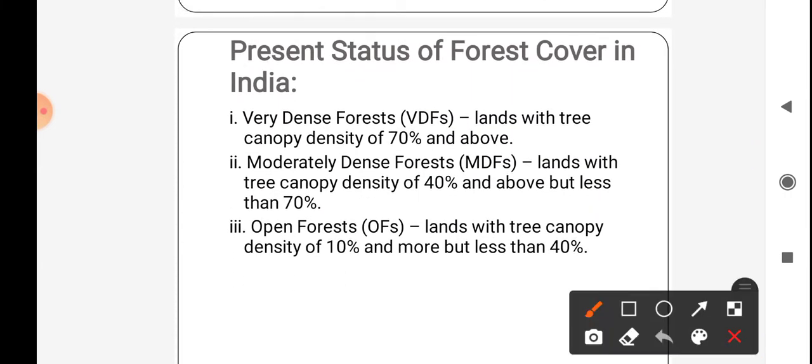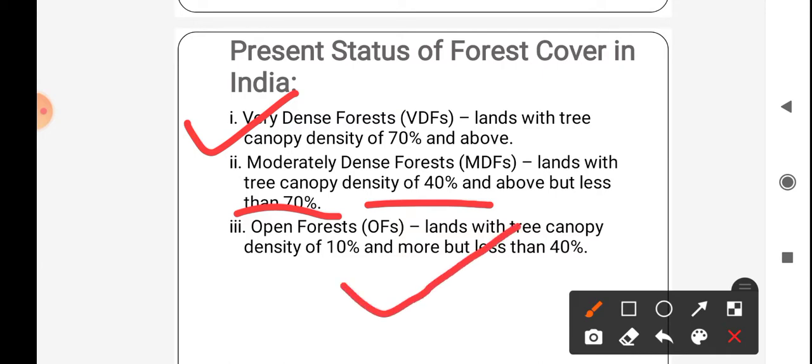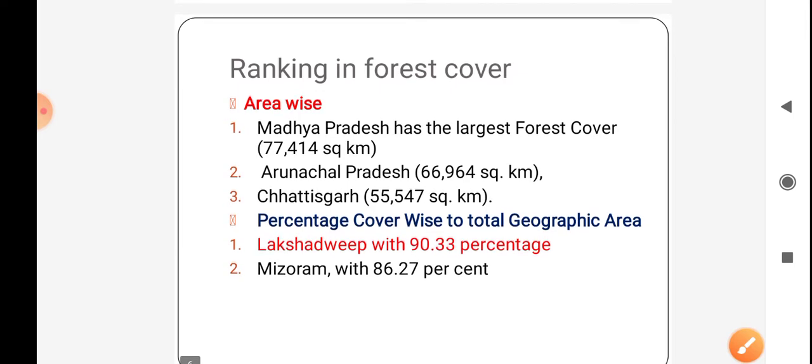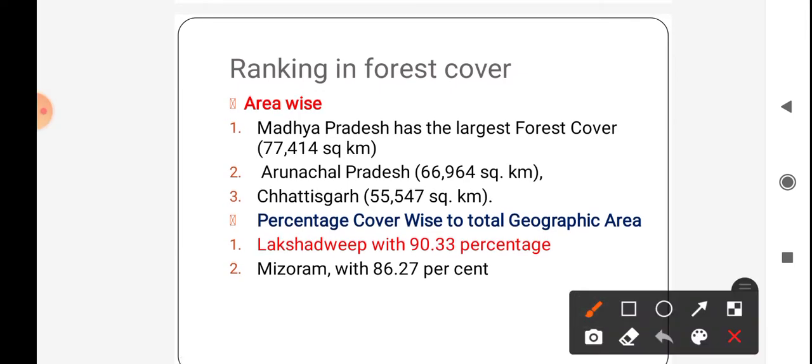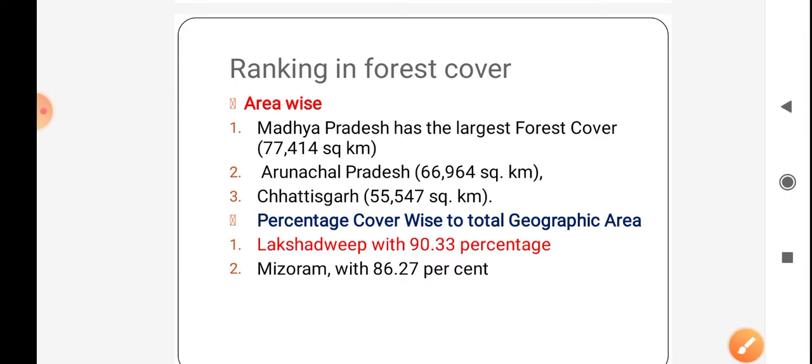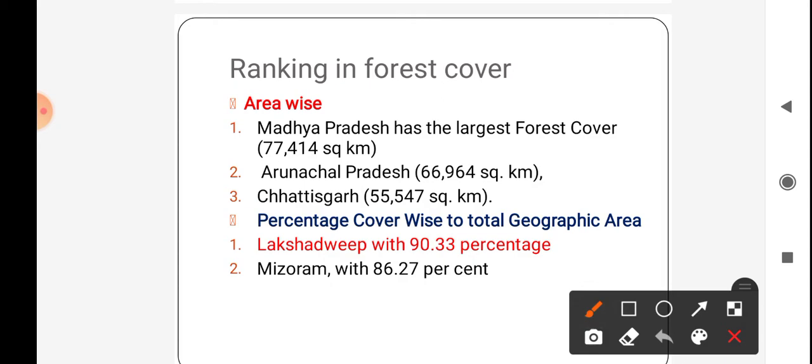Coming to the present status of forest cover, lands in India with tree canopy density of 70% and above are known as very dense forest. Moderately dense forests are where the canopy density is more than 40% but less than 70%, and open forests are where tree canopy density is more than 10% but less than 40%. Area wise, Madhya Pradesh has the largest forest cover, Arunachal Pradesh is second and Chhattisgarh is third. In percentage cover to total geographic area, Lakshadweep with 90.33% has the first rank all over India. This is an important question for your exam.